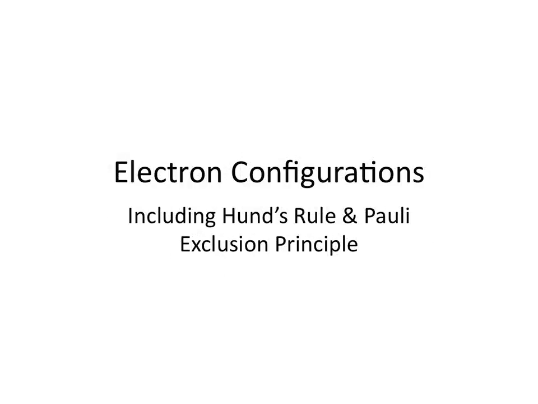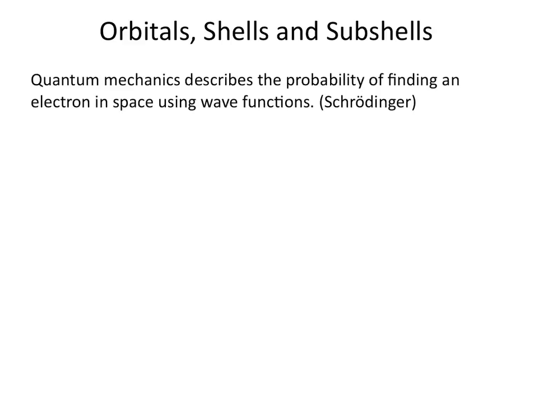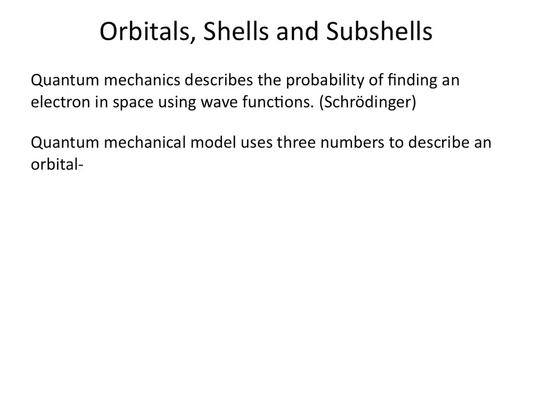This tutorial covers electron configurations, including Hund's rule and the Pauli exclusion principle. First, let's talk about orbitals, shells, and subshells. Quantum mechanics describes the probability of finding an electron in space using wave functions. Unless you end up taking physical chemistry in college, you really don't need to know much more about this process. But the quantum mechanical model uses three numbers to describe an orbital.